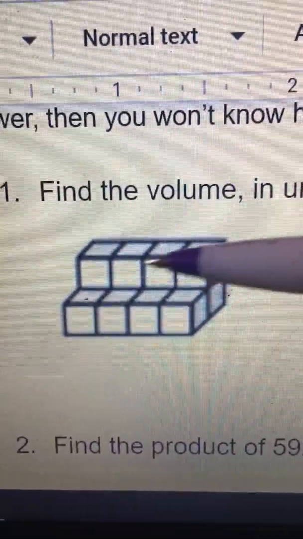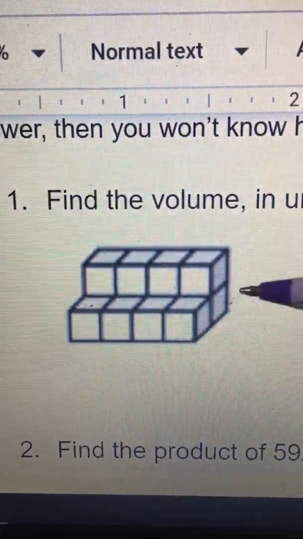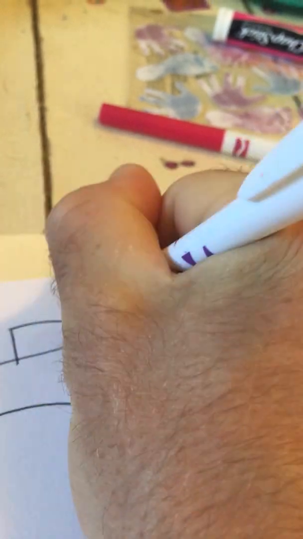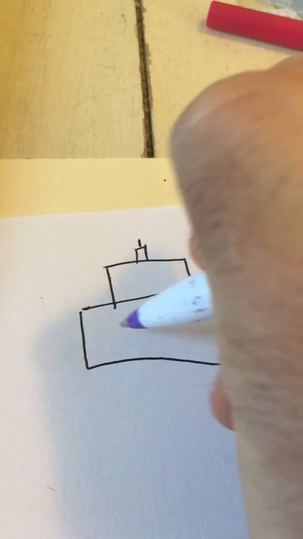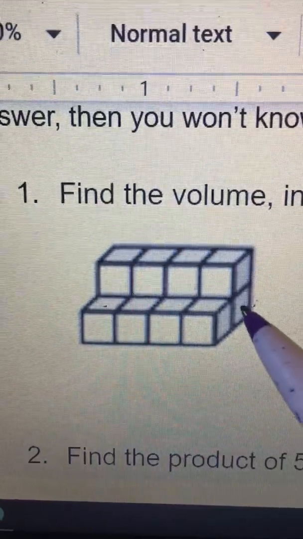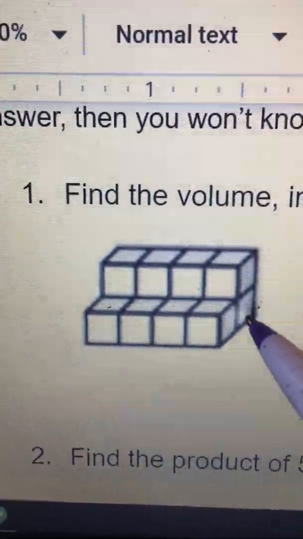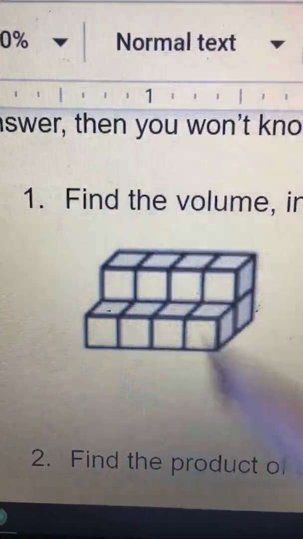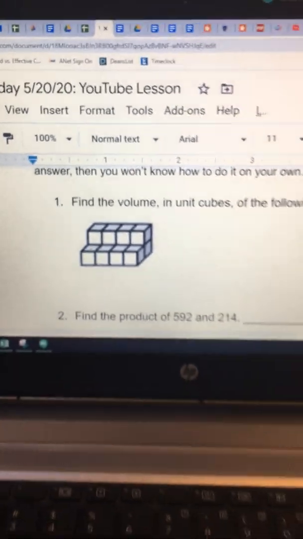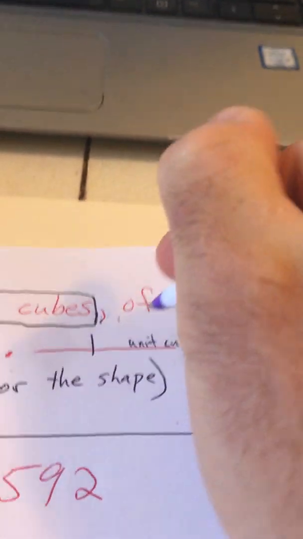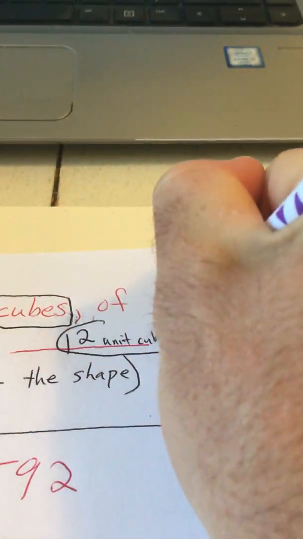So you got to be extra careful when you look at these, and you can sometimes think of it as layers, like the layers in a cake. Let me draw you a layered cake, right? If you could picture a layered cake that has 2 layers like that, or 3 layers or whatever, these are the different layers. So we can look at this, and this bottom layer, the bottom part, has 8. These 4 and then the 4 that are behind it. Then the next layer has 4. So if we have 8 on the bottom and 4 on the top, we have a total volume in unit cubes of 12. Okay, so the answer for this one is 12 unit cubes.